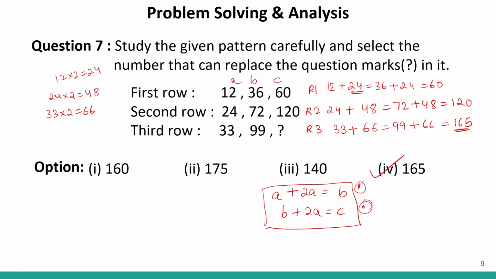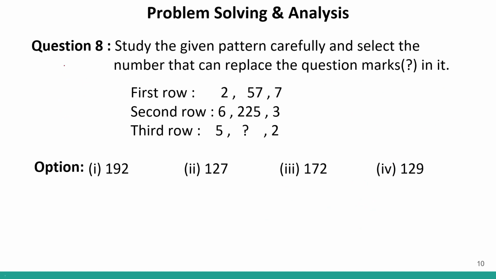Now let us move on to question number 8. This is your question number 8. In question number 8, again a 3 into 3 grid. Over here I can see these numbers. The middle column, column number 2, has numbers subsequently bigger than column number 1 and column number 3. So maybe certain operations are being done on these two numbers to get the middle column. Correct? So let us see.